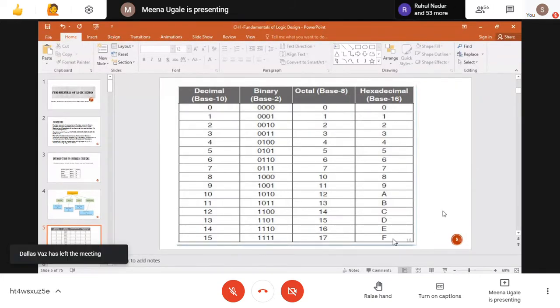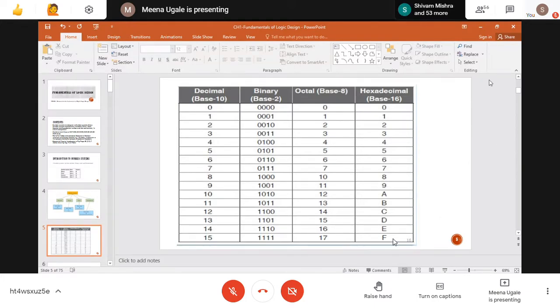So this table is telling you about the basic representation for numbers. In the decimal, we have 0 to 15 numbers. In the binary, when I want to represent in 4-bit representation, I am writing 0, 4-bit 0 0 0 0. Similarly, for 1, I am writing something like 0 0 0 1 and onwards.